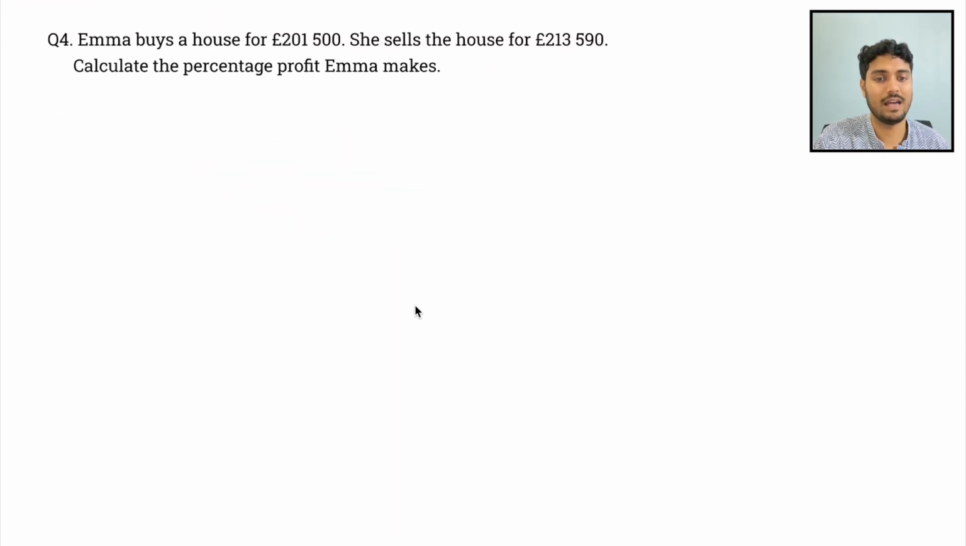Question number 4. It says Emma buys a house for £201,500. She sells the house for £213,590. Calculate the percentage profit Emma makes. Emma is definitely going to make profit because the price at which she bought the house was 201,500, and she sold it for a higher price. So definitely there's some profit.